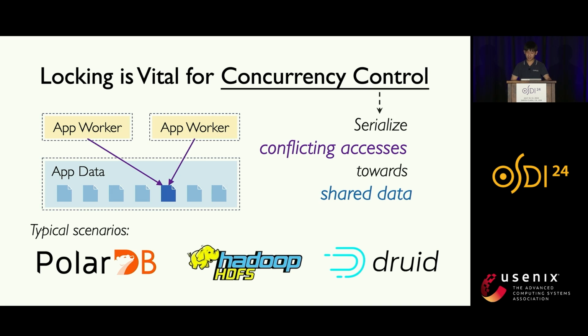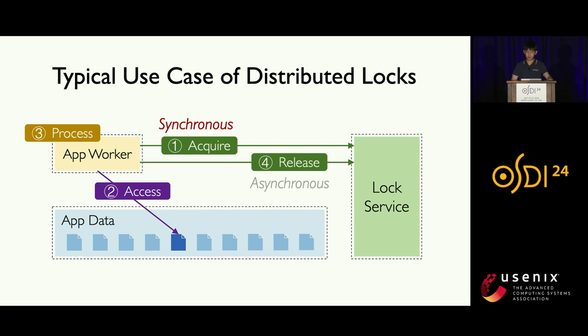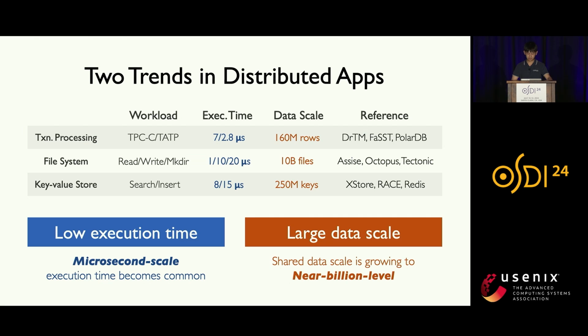In distributed applications like databases and file systems, workers on different machines might access the same piece of data simultaneously. To serialize these conflicting accesses, distributed logging is necessary. In the typical use case of distributed logs, application workers are required to acquire the log before accessing the corresponding data, and release the log after accessing the corresponding data. While the release operation can be asynchronous, the acquire operation is on the critical path of data access and has direct influence on the application performance.